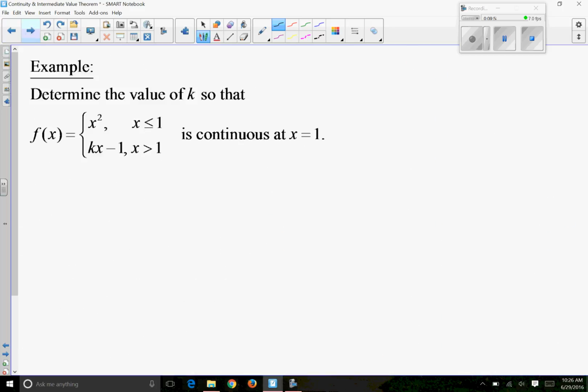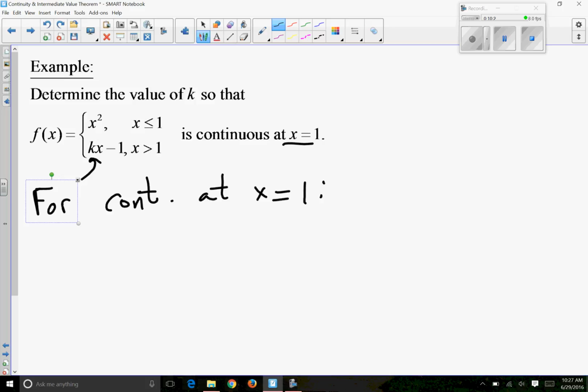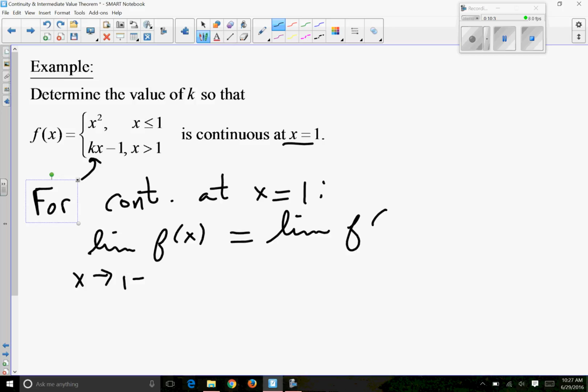Here's an example. Determine the value of k, see where the k is, so that this piecewise function is continuous at x equals 1. So to answer this question, we note that for continuity at x equals 1, the following has to be true. The limit of the function as x approaches 1 from the left has to be equal to the limit of the function as x approaches 1 from the right.